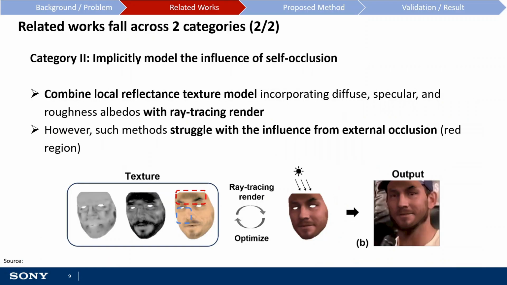Next category consists of methods which implicitly model the influence of self-occlusion by combining local reflectance texture model incorporating diffuse, specular, and roughness albedos with ray tracing render. These methods can create more realistic rendered output and avoid the shadows of self-occlusion on the recovered texture, as shown in the blue region, but struggle with the influence from external occlusion like shadows, as depicted in red region.